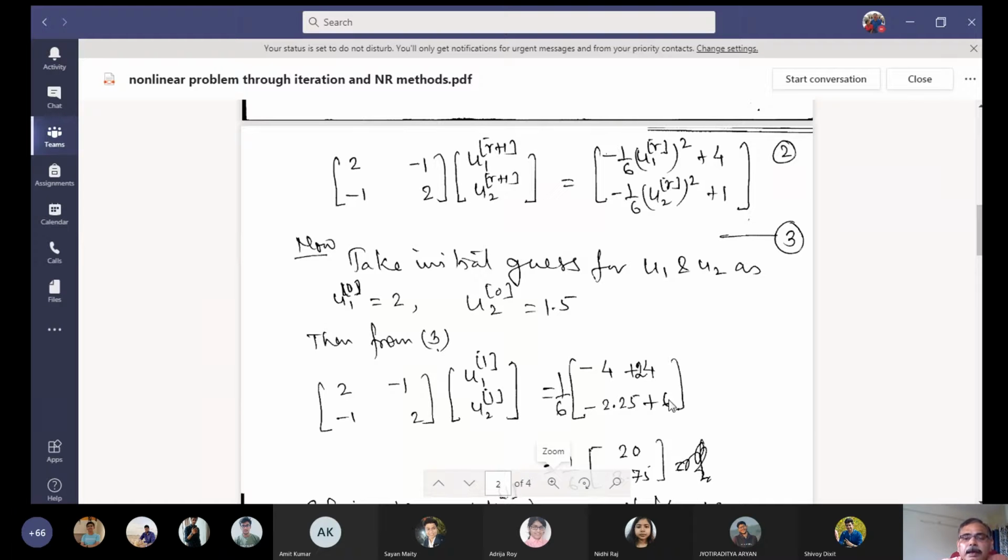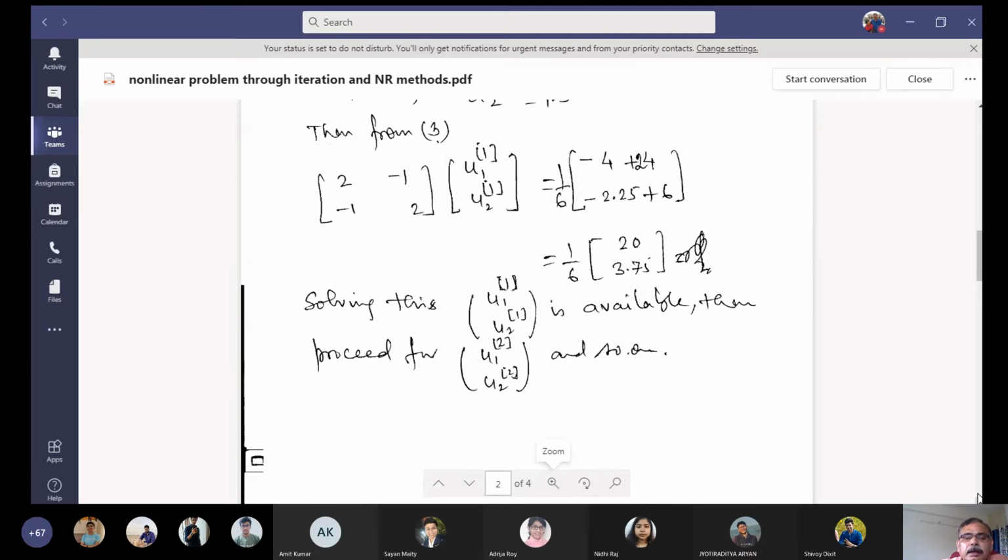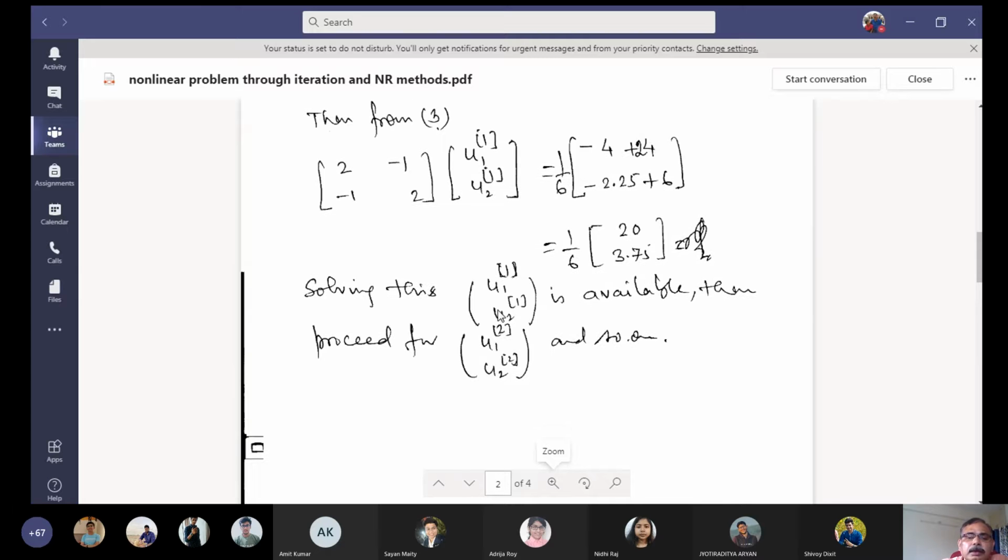Put these values here, and you get the things here. On the right hand side, everything is known. On the left hand side, this is a simple equation, Ax equal to B type of thing. Solve this, and then you get the values U1^1, U2^1, and then proceed further. Once the first one is available, you can continue this till you meet your tolerance. So, is this iteration method clear to you people?